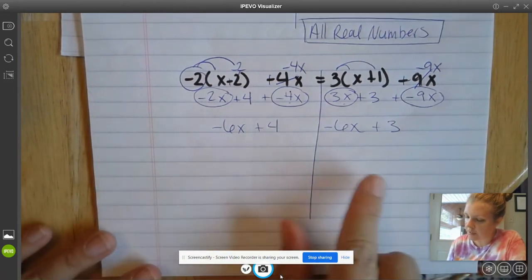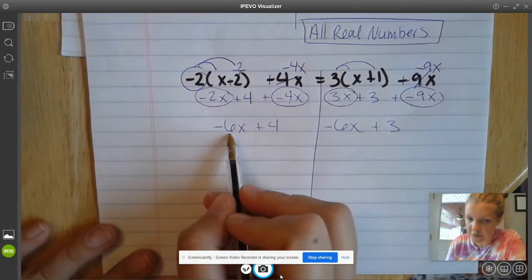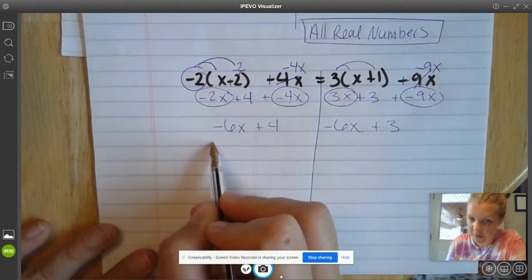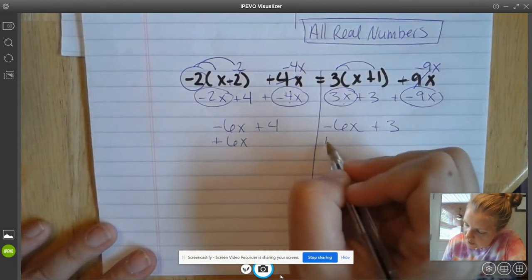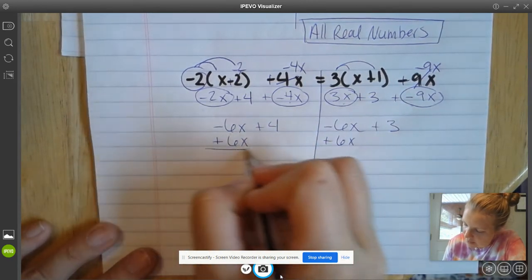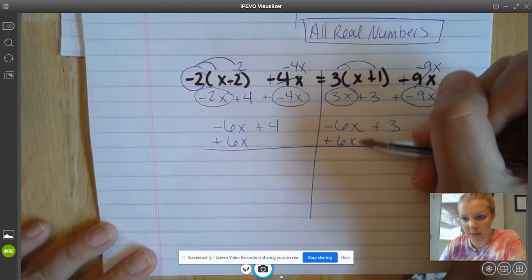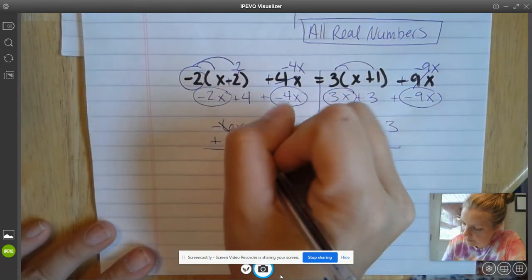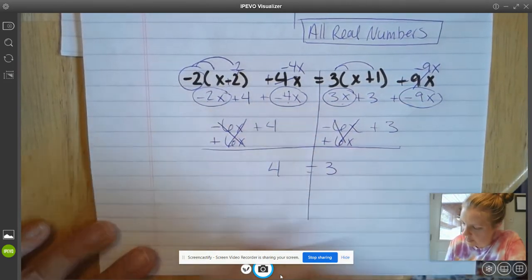After simplifying both sides, my job is to get the variables on one side. So I'll move this 6x over here. If we have a negative 6x, to make it go up to 0, we have to add 6x. Add 6x to this side. Again, I lined it up underneath the negative 6x because those are the like terms. These both cancel, and I'm left with 4 is equal to 3.